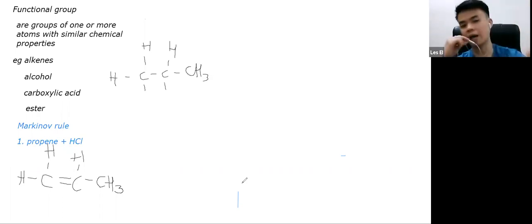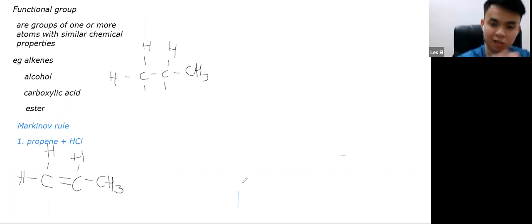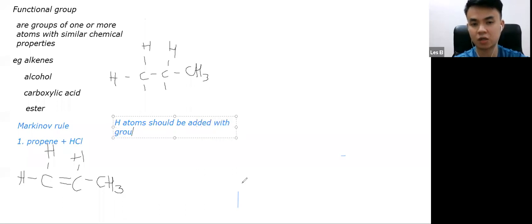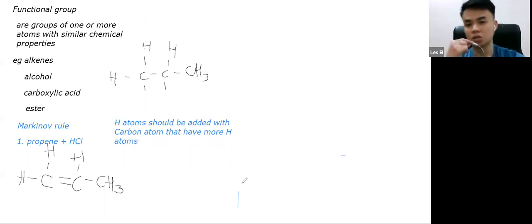When you want to add the HCl, usually the HCl is separated into two atoms, H and Cl. So Markovnikov rule states that if you want to add any hydrogen atoms here, the hydrogen atoms should be added to the carbon atom that has more H atoms. So which carbon atoms have more H atoms? Left, middle, or right?